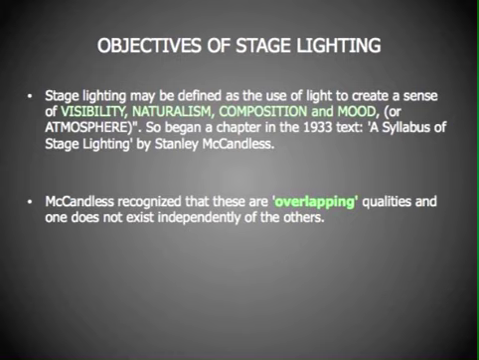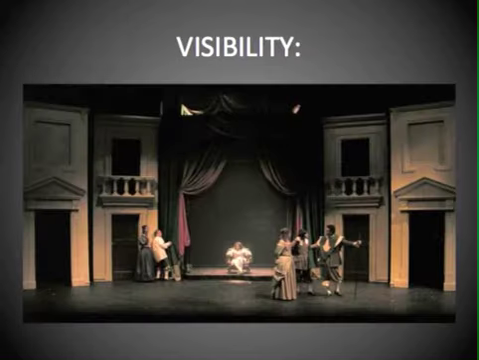He recognizes that all these different objectives are overlapping qualities, and they cannot be done one by one, but they will work together. Visibility is considered the most basic and fundamental function of stage lighting, because again, if the audience cannot see, the audience will fall asleep. But good visibility is essentially selective. Its purpose is to reveal things selectively in terms of degrees of importance.